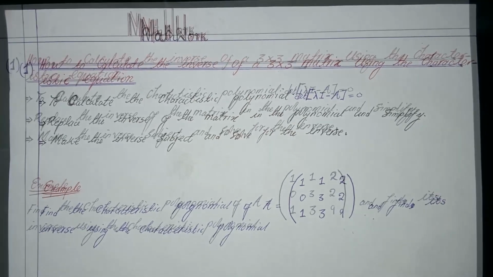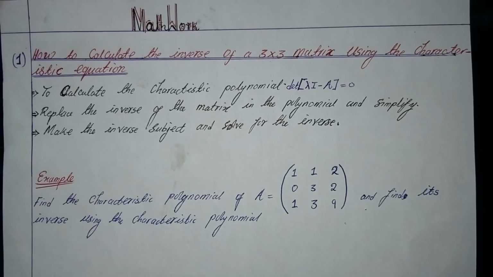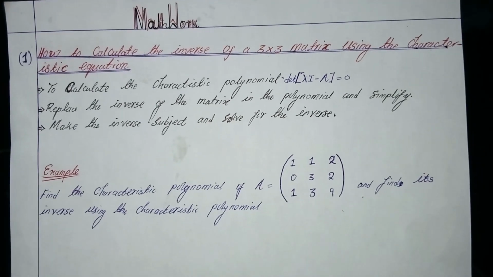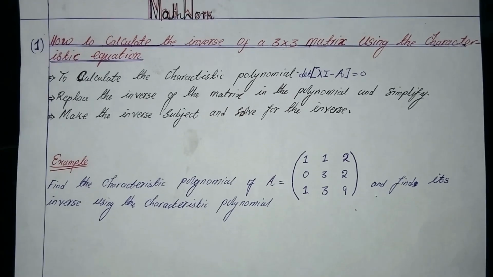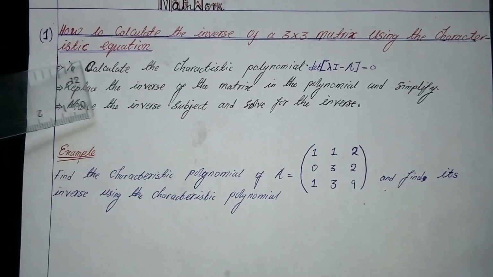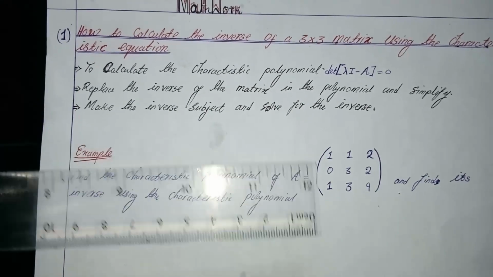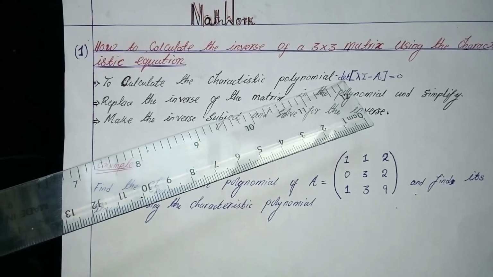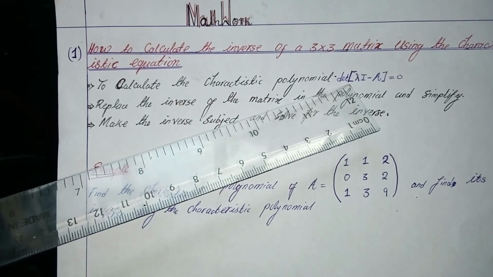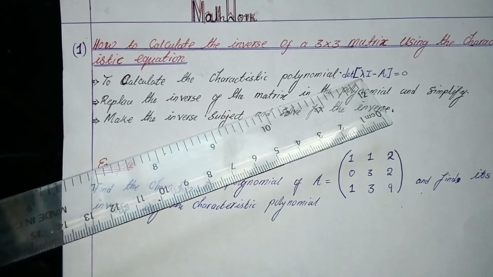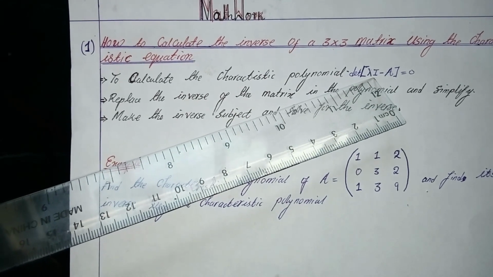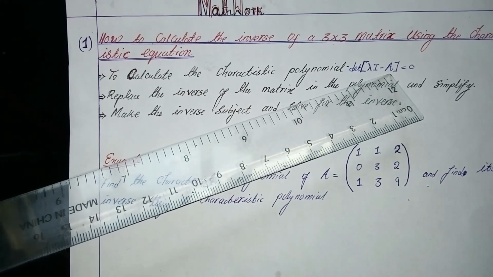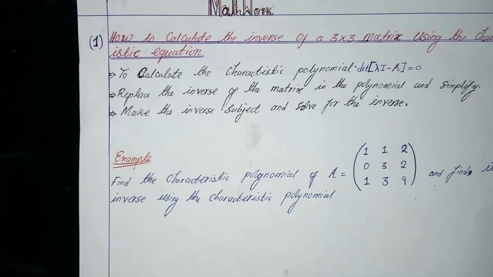So today we'll look at how to find the inverse of a matrix using the characteristic equation. My first step is to calculate the characteristic polynomial. So how do we calculate the characteristic polynomial? This is what we are going to use. We say the determinant of lambda, which is just a scalar, multiplied by an identity matrix, which is a 3 by 3, minus the matrix itself. Okay, then you equate it to 0.